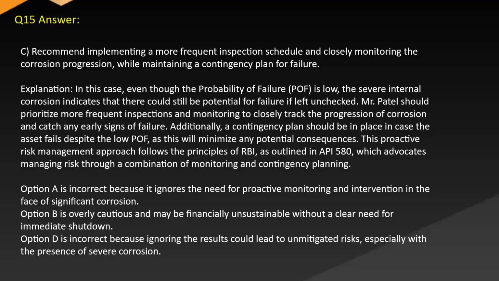This proactive risk management approach follows the principles of RBI as outlined in API 580, which advocates managing risk through a combination of monitoring and contingency planning. Option A is incorrect because it ignores the need for proactive monitoring and intervention in the face of significant corrosion. Option B is overly cautious and may be financially unsustainable without a clear need for immediate shutdown. Option D is incorrect because ignoring the results could lead to unmitigated risks, especially with the presence of severe corrosion.